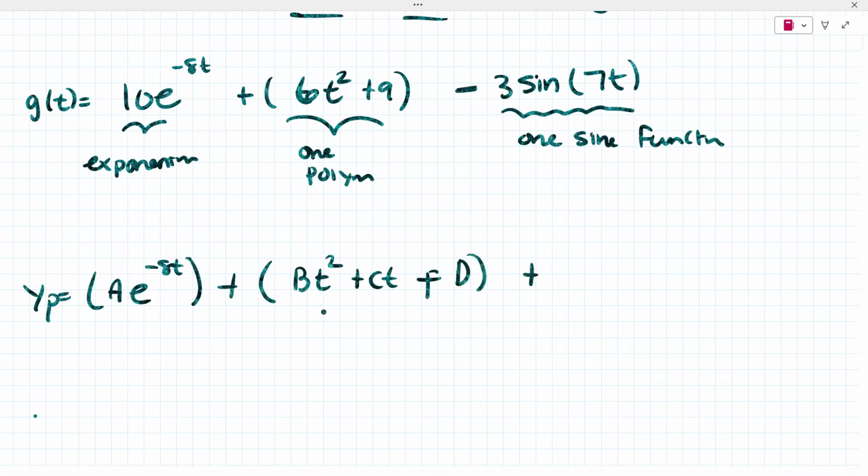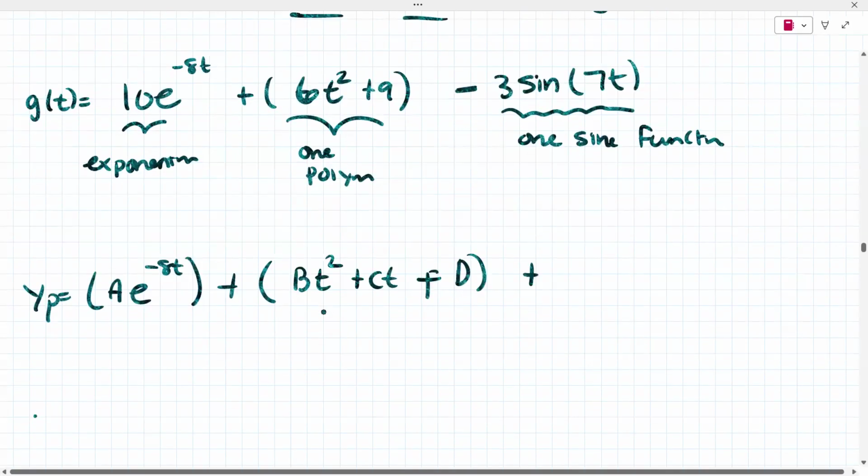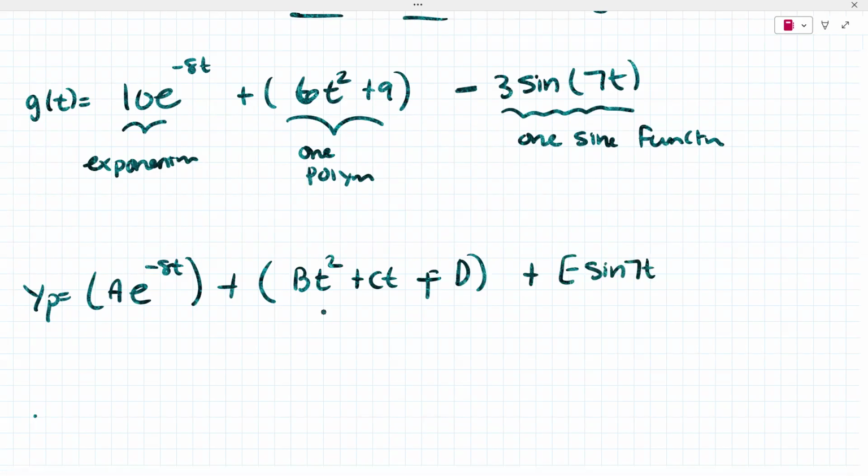And then our trig is like, we have a sine, so we're going to need a cosine. So it's going to be plus e sine 7t plus the coefficient f and then cosine 7t.